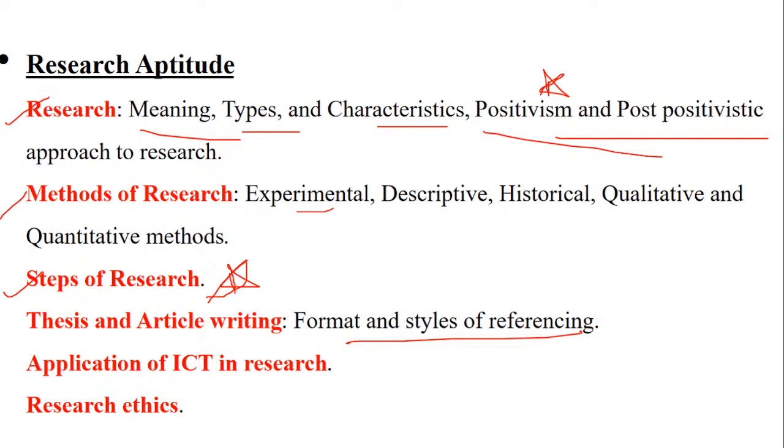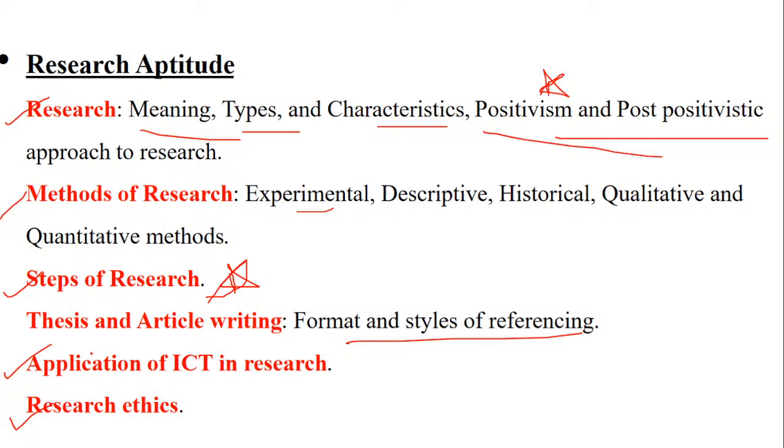Then you have applications of ICT in research. Yes, there is also a question on this, and definitely one question is there on research ethics. If you see research and research methods, obviously one question definitely comes. And from the remaining 4 topics, you have seen a question every time, whether it is steps, article or thesis writing, application of ICT, or research ethics. So these questions are very common in research.